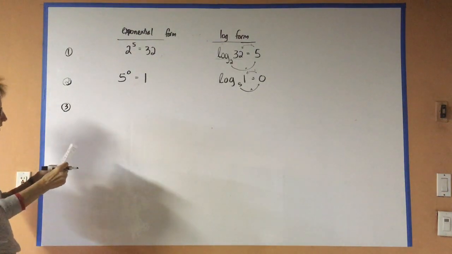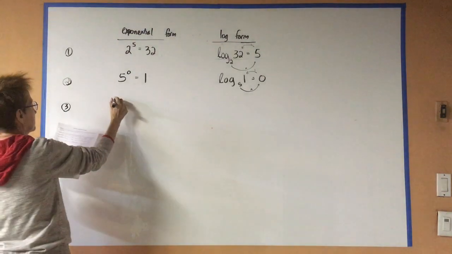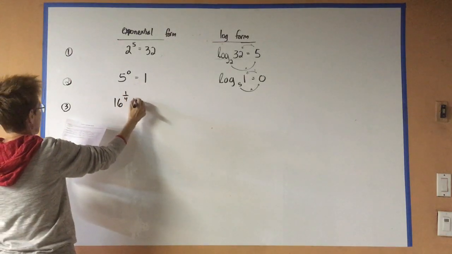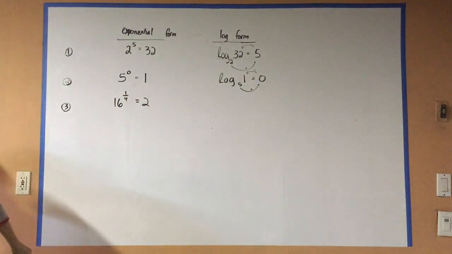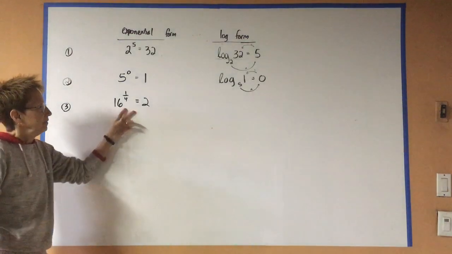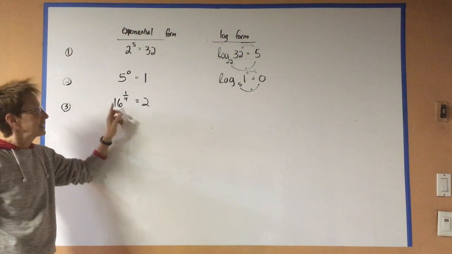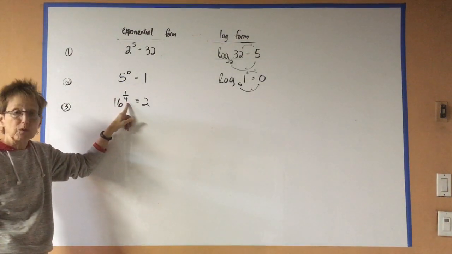So the third one, what did I give you? It looks like I gave you exponential form on this one. 16 to the 1/4 equals 2. First of all, is that a correct statement? So let's think about that for a minute. What does 16 to the 1/4 mean? What does a 1/4 power mean?